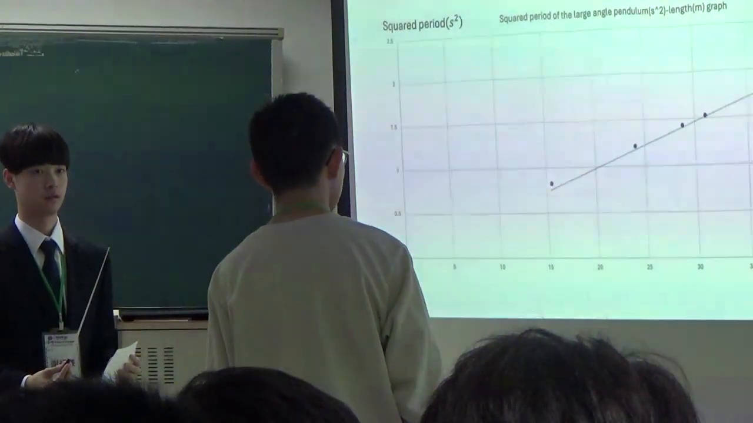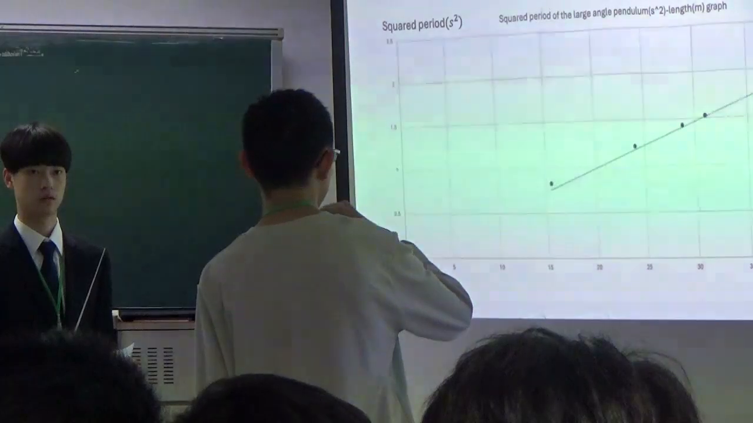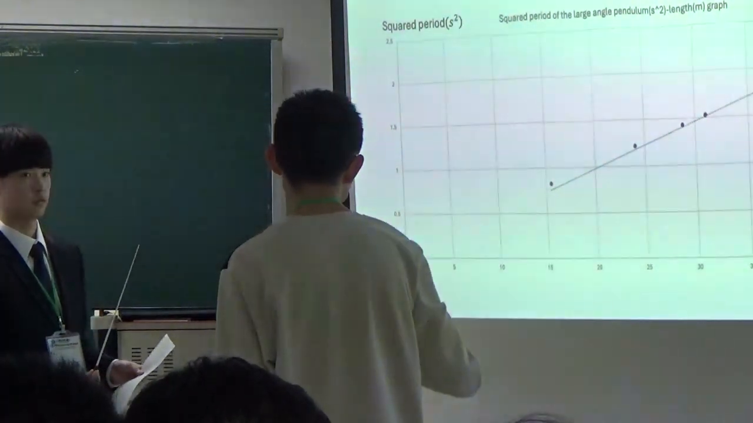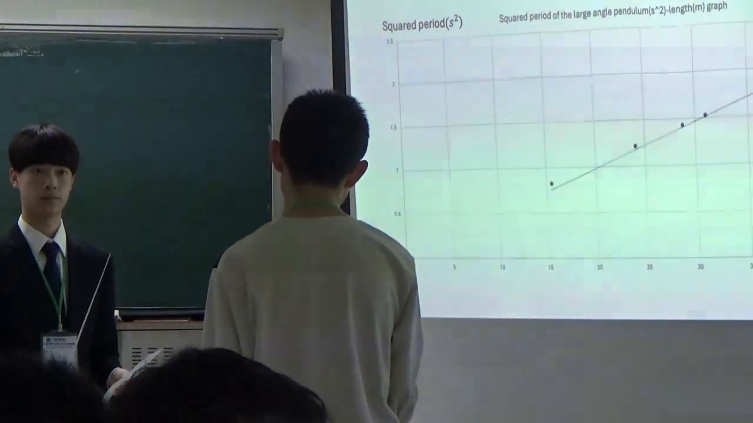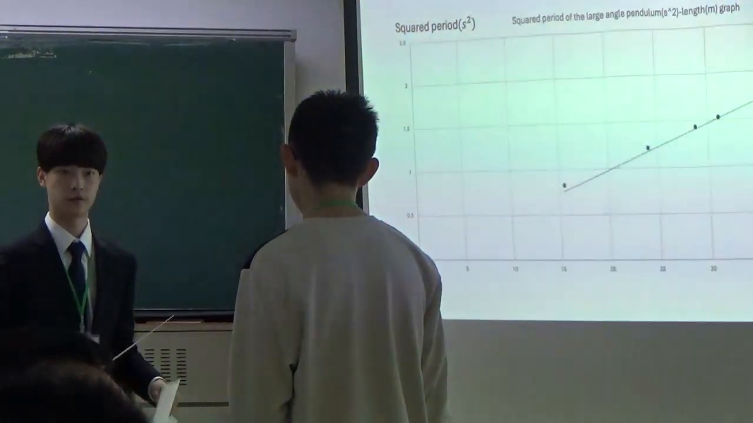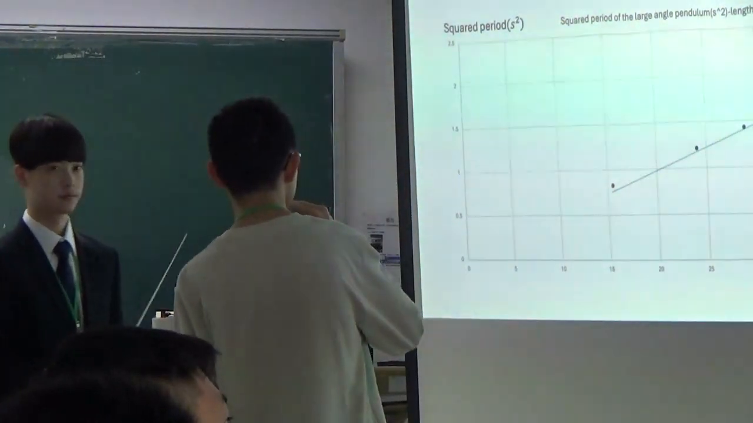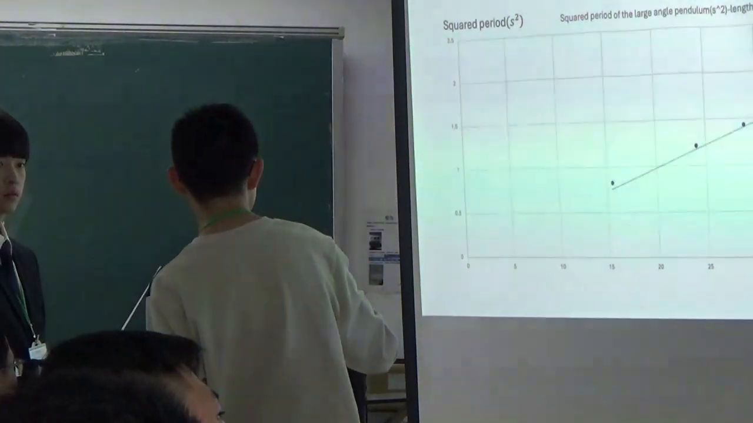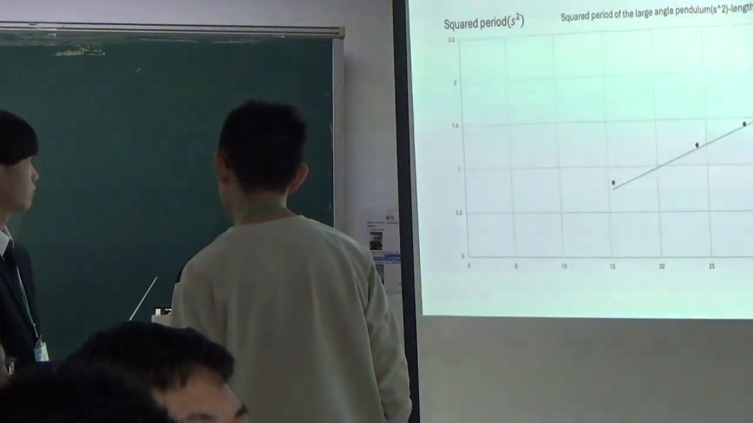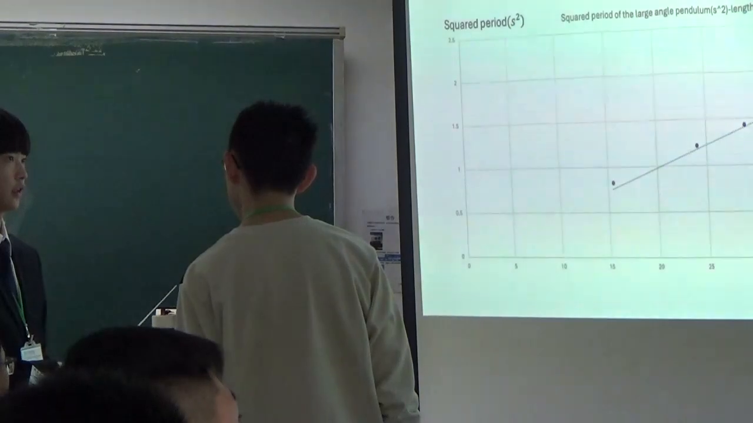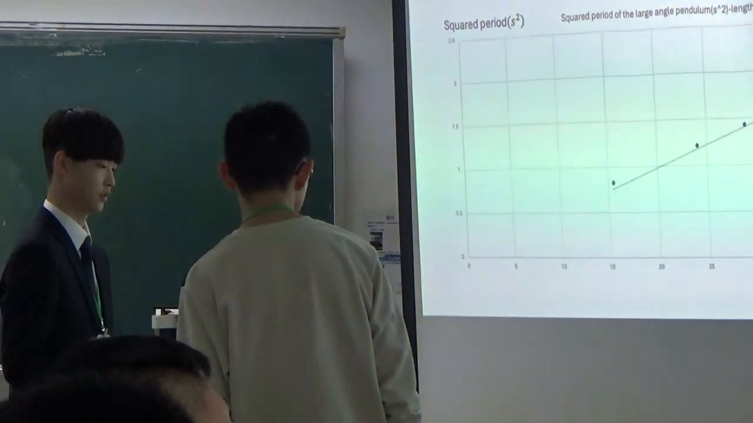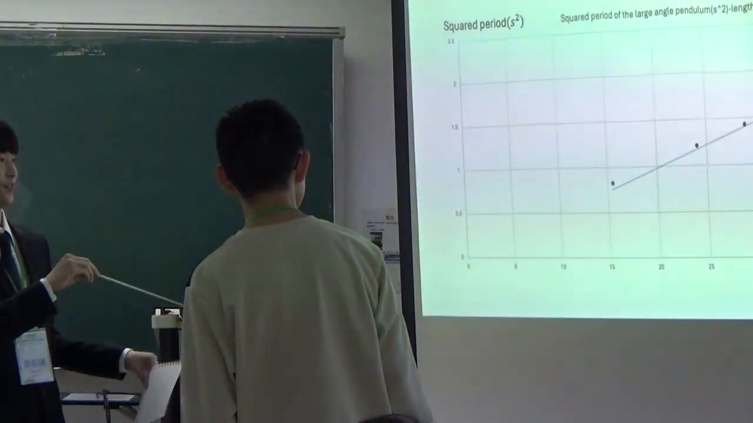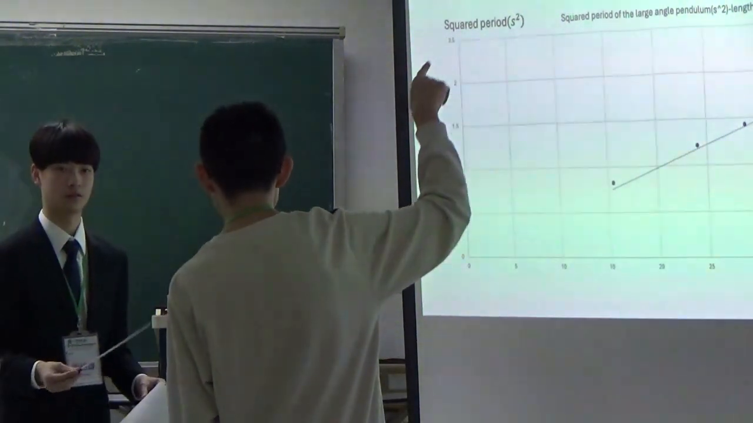Can you explain it again? Why? If you use s on the y-axis, how will the graph look? Can you please rephrase your question? If you replace s squared with s, what will the graph look like? It may look like this, and maybe like this, the equation of two, just like this.